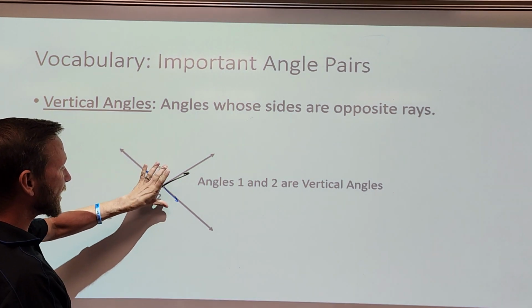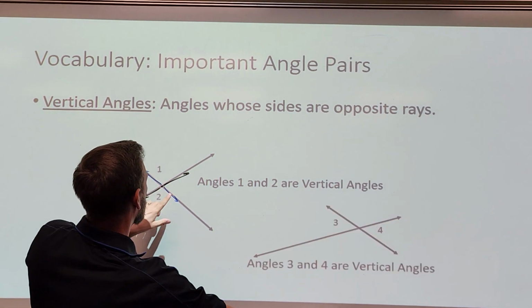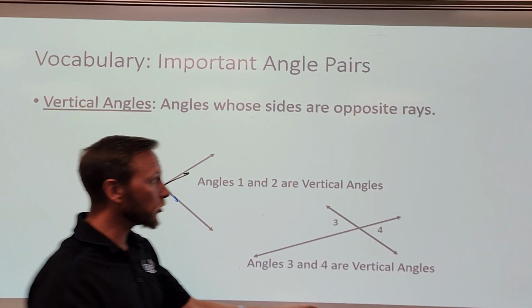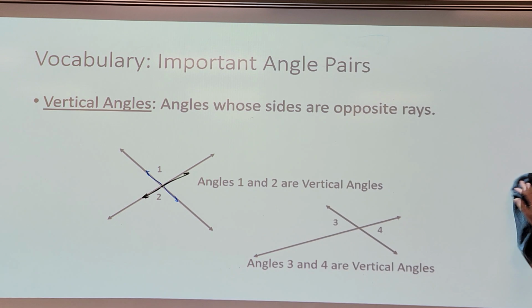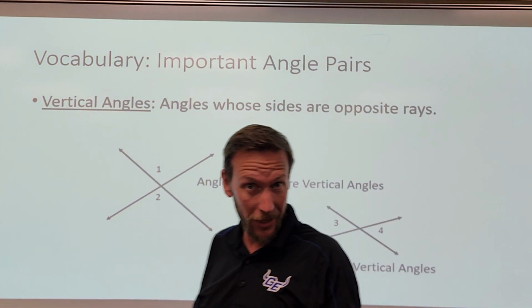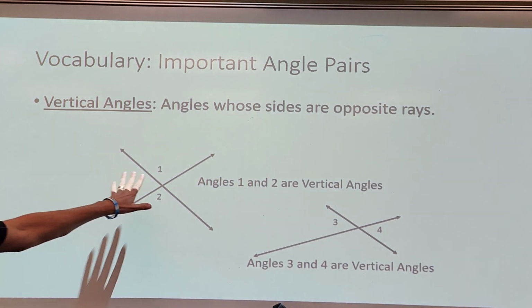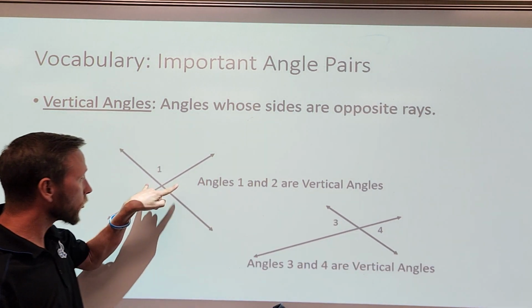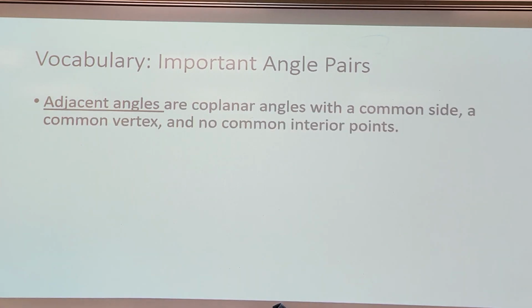And so that means that these angles 1 and 2, or these angles 3 and 4, are called vertical angle pairs. So when we're naming these angles, we are referring to pairs of angles. Vertical angles, we're talking about these two, and we're talking about these two. These two are vertical, these two are vertical angles.